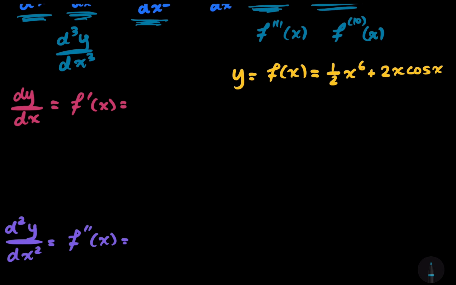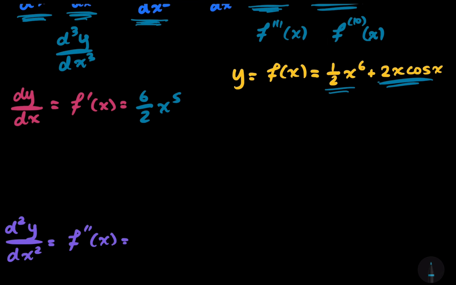And so what we can do is use the power rule for this first term over here. So we'll get 6 times 1/2, so 6 over 2 x to the 6 minus 1, which is 5. And then over here we have 2x cosine of x. We know that we have to use the product rule.